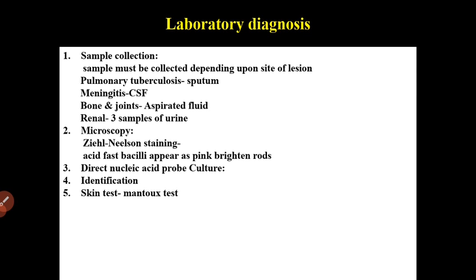Laboratory diagnosis. Samples are collected depending upon the site of lesion. Pulmonary tuberculosis, sputum. Meningitis, CSF, cerebrospinal fluid. Bone and joints, aspirated fluid. Renal, 3 samples of urine, meaning 3 consecutive morning samples are taken. Okay. Microscopy, Ziehl-Neelsen staining, acid-fast bacilli appear as pink beaded rods. Okay, only this staining is done. Fine.